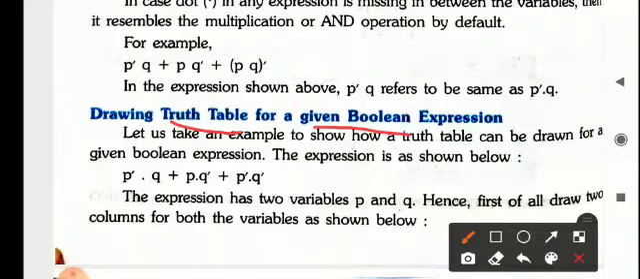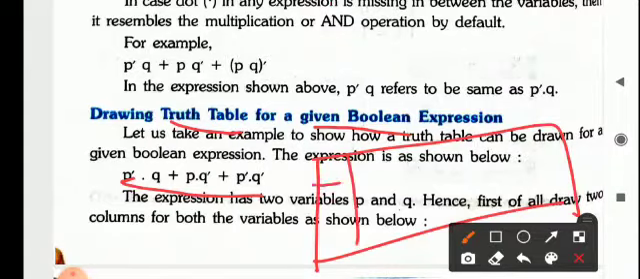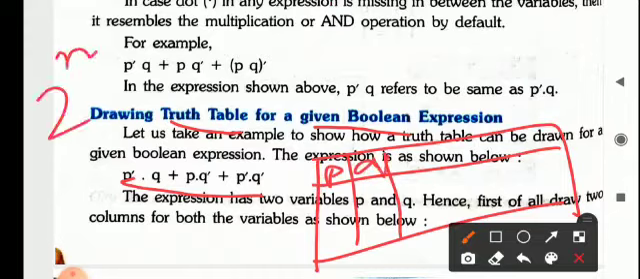Now you can see here is a Boolean expression P naught dot Q. How many variables have been used in this? Two variables, that is P and Q. Two variables means 2 to the power n, where n is 2, so 4 possible combinations of the inputs are going to be created. You can see 00, then 01, 10, 11.